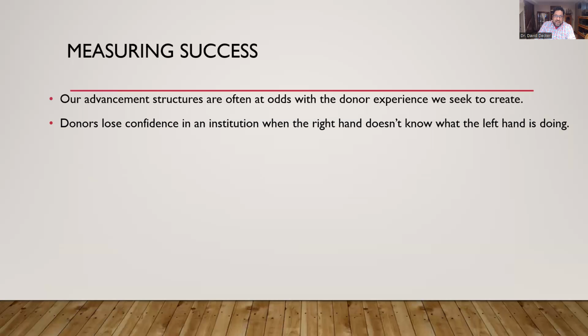I'm getting solicited by 5 different entities at an institution, and none of them seem to be coordinated or understand what I'm really interested in giving to.